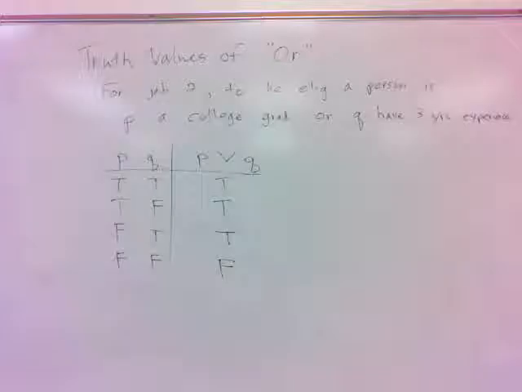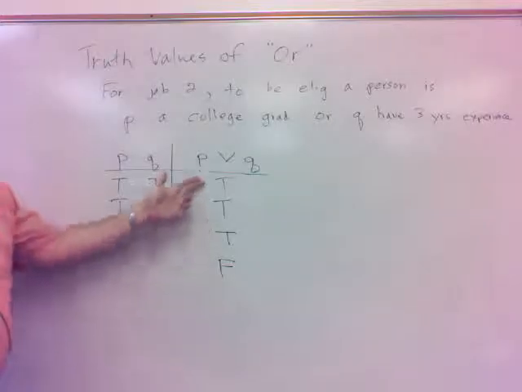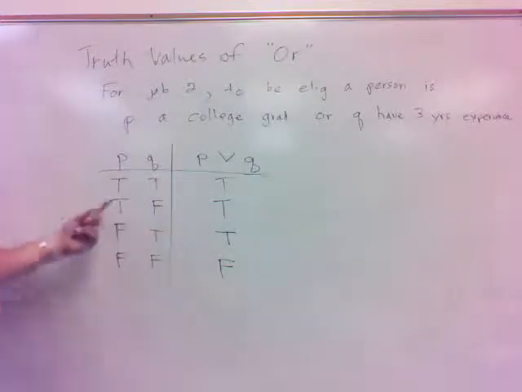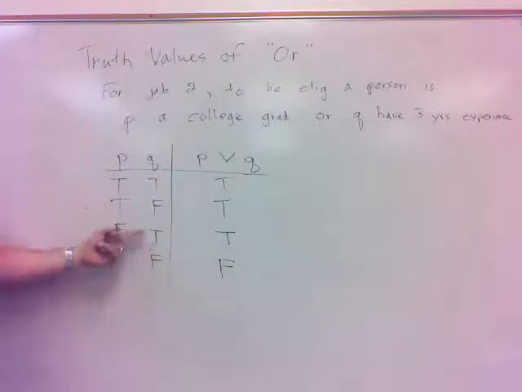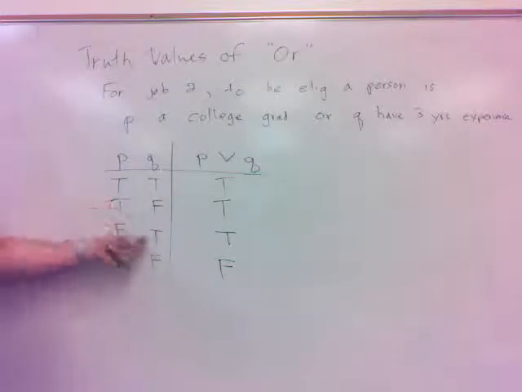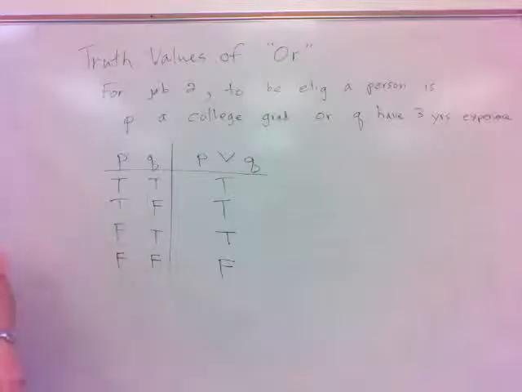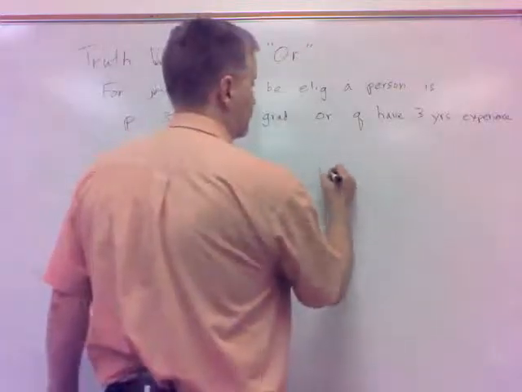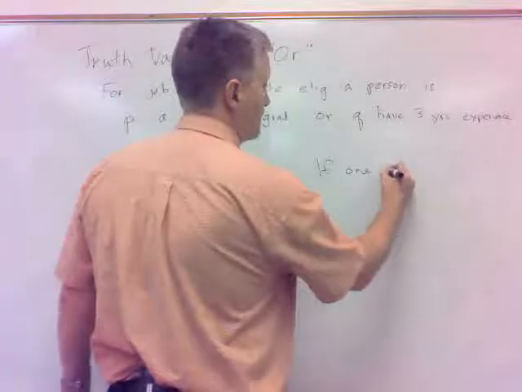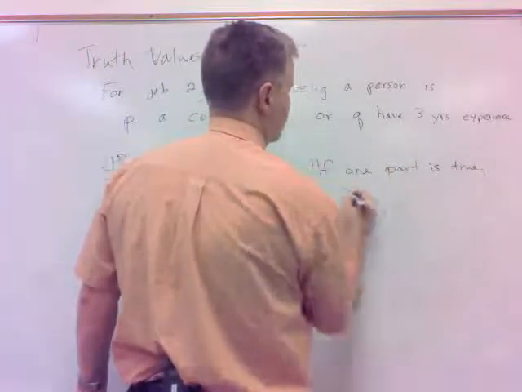How would you summarize that? Well, or is true in these 3. So for or to be true, just one of them has to be true. Now, if both of them are true, it's true. But for or to be true, just one of them has to be true. If one of them is true, then or is true. If one part is true, then the or statement is true.